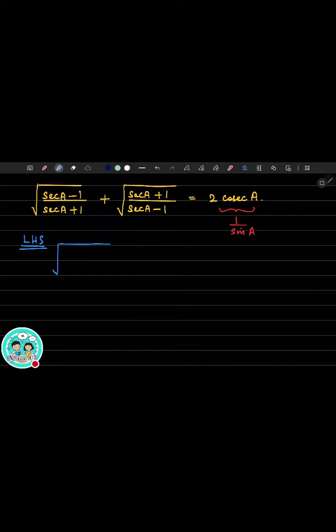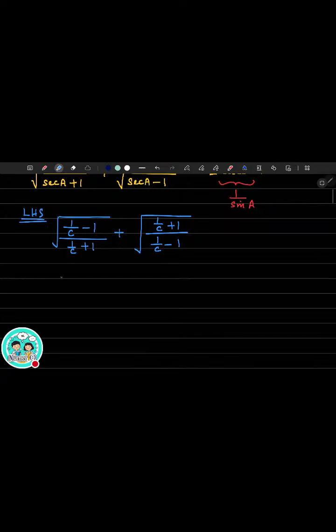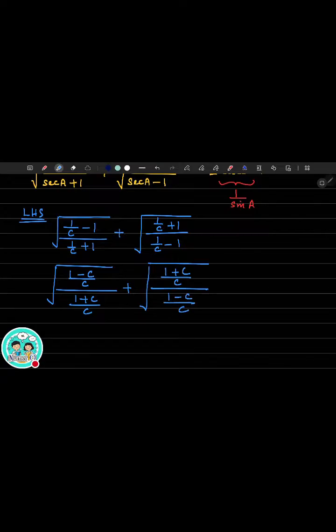Square root of secant is nothing but (1 by cos A minus 1) whole divided by (1 by cos plus 1), plus root of (1 by cos plus 1) whole divided by (1 by cos minus 1). When you take the LCM, you have (1 minus cos divided by cos) whole divided by (1 plus cos divided by cos), plus square root of (1 plus cos divided by cos) divided by (1 minus cos divided by cos). This denominator cos term will get cancelled anyways.